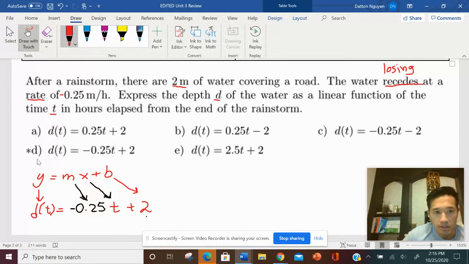So if we take a look at our answer, you notice here there's a star by there. That's your answer there, okay?